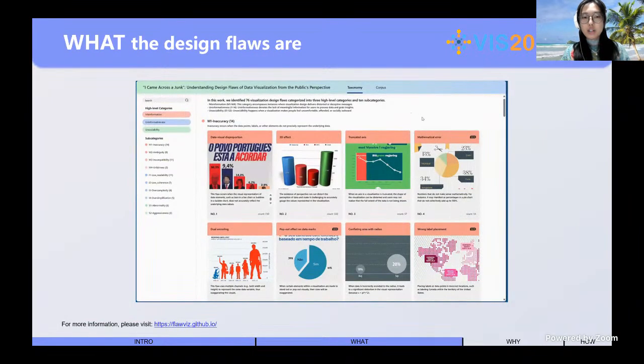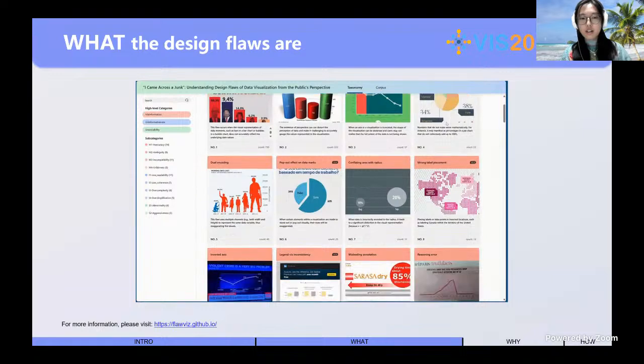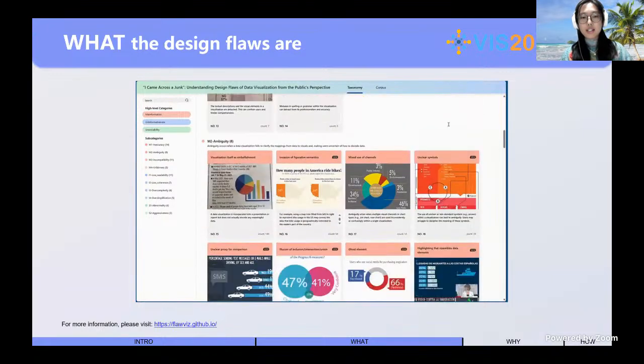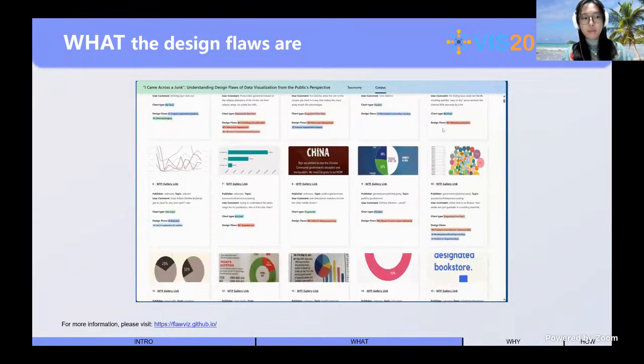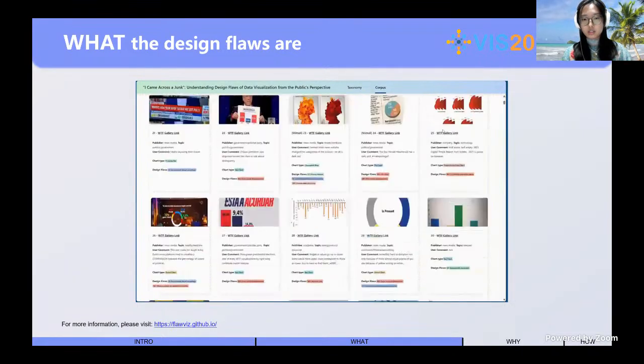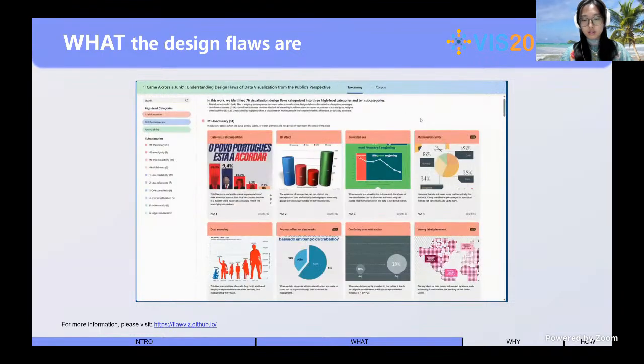For more detail, please visit our website, flawviz.github.io. We have 76 cards explaining each flaw in detail, with new ones marked in the corner. And this is our corpus.